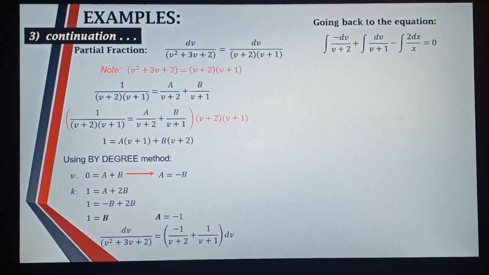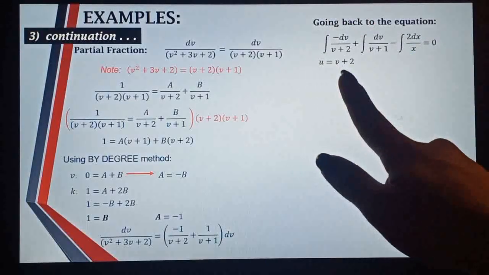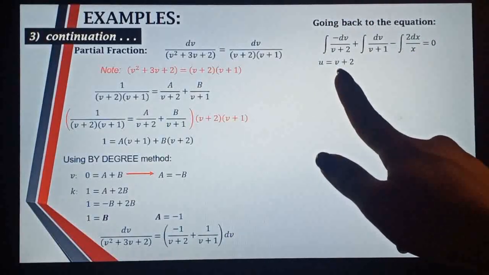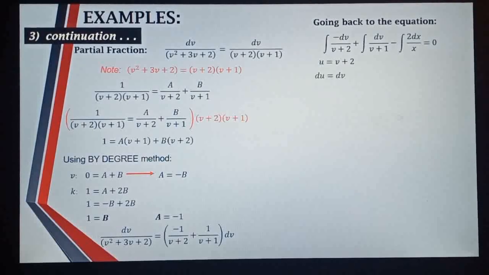Ngayon, mas madali na siyang i-integrate. Wherein sa first term, you have to let the u as v plus 2. Then, du is equal to dv. Sa second term, your u is v plus 1. Your du is also dv. Sa third term, your u is equal to x, then your du is equal to dx.